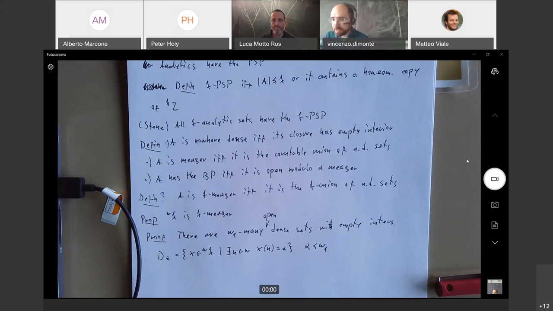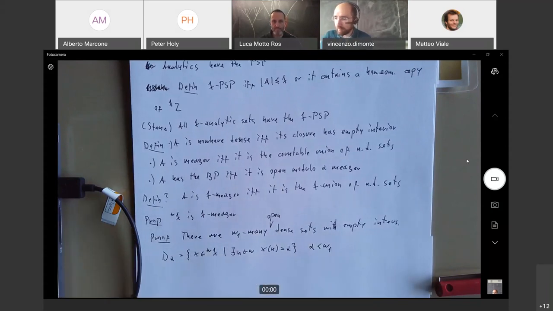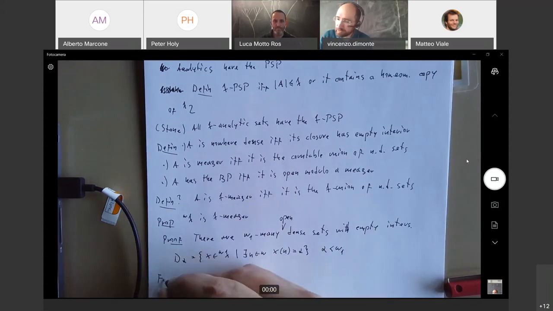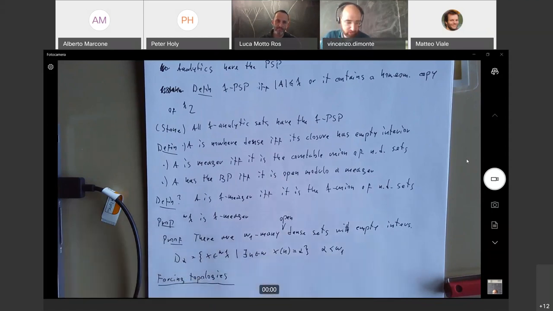But what really angers me is that in the regular case it works. So nothing works in the regular case, but this works. Why? Let me do this. What is going on here? There are many different interpretations of this. I'm going to use this one. So if we have a forcing.